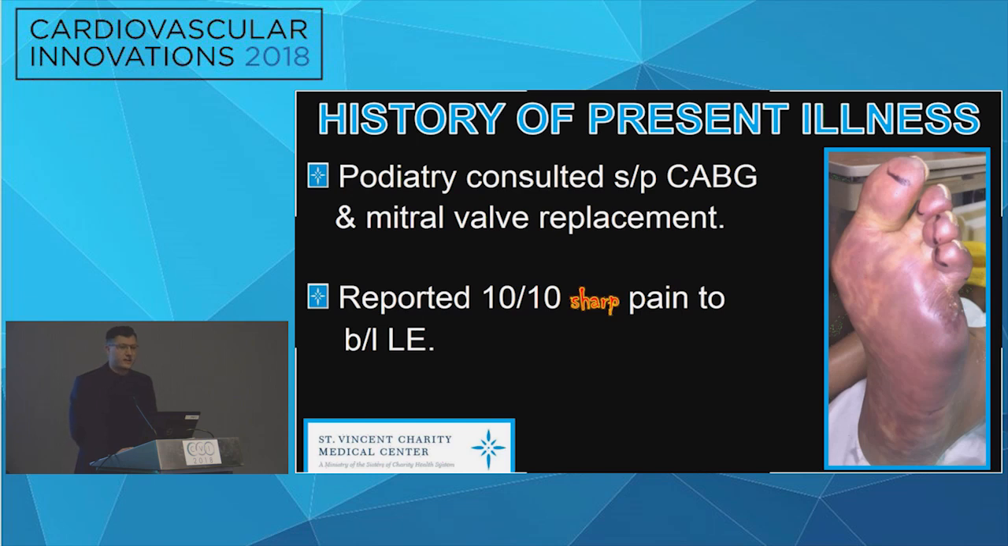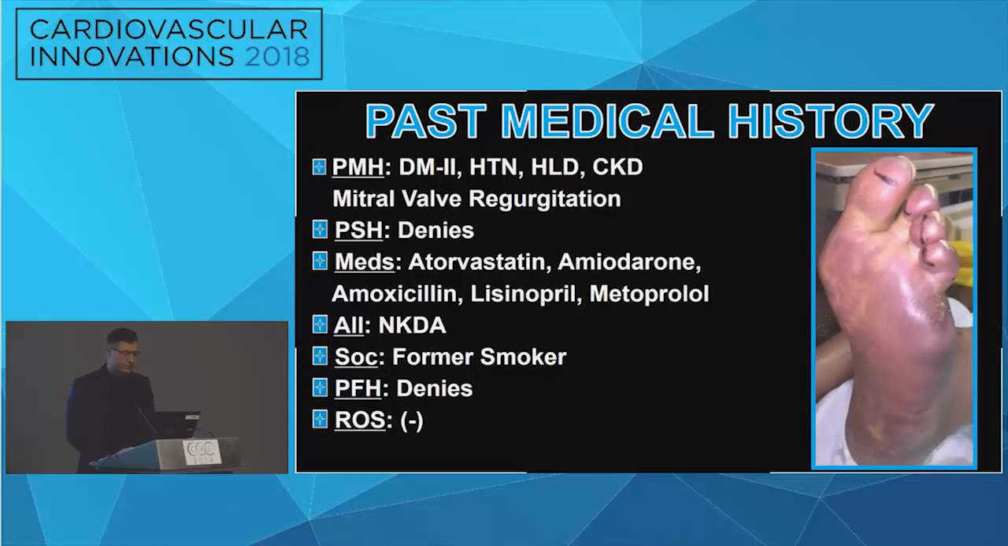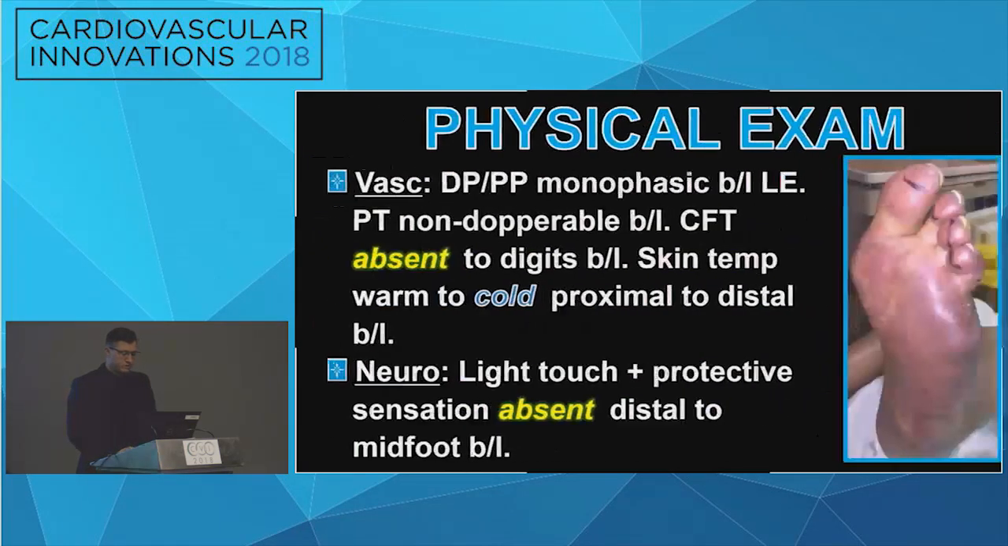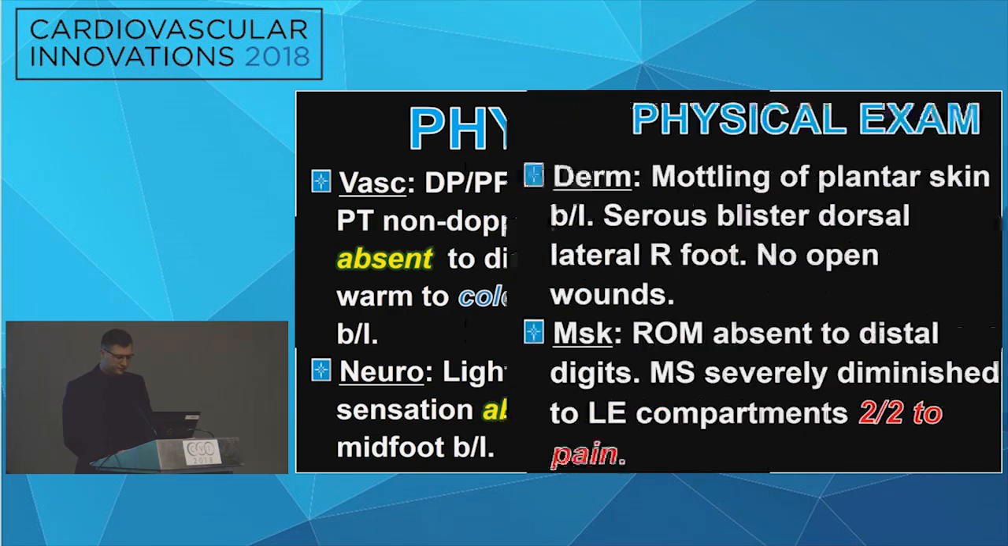Once again, he reported having 10 out of 10 sharp pain to his bilateral lower extremities. Again, here's his past medical history. Now this time on the physical exam, the DP and PT pulses were monophasic bilaterally, and the posterior tibial was non-Dopplerable bilaterally. The CFT was absent to the digits, and the skin temperature is warm to cold from proximal to distal. Neuro, the light touch and protective sensation were absent distal to the midfoot bilaterally.